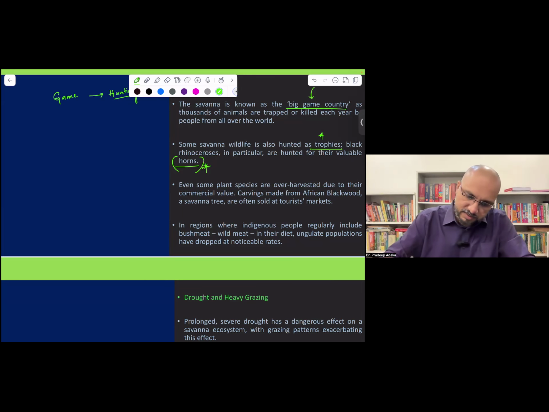Even some plant species are over-harvested due to their commercial value. So there is African blackwood. It is very costly, even costlier than red sanders. So it is valuable wood. It takes a long period to come to harvest. So African blackwood is very valuable, and some trees are also harvested.